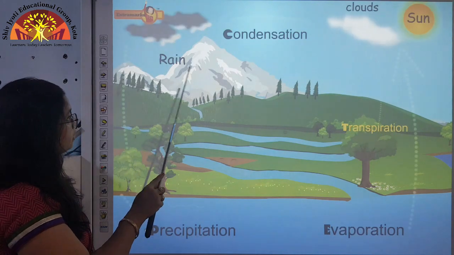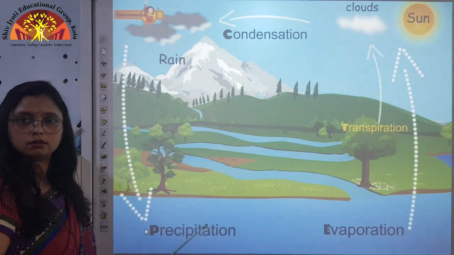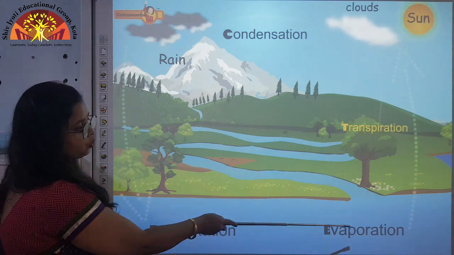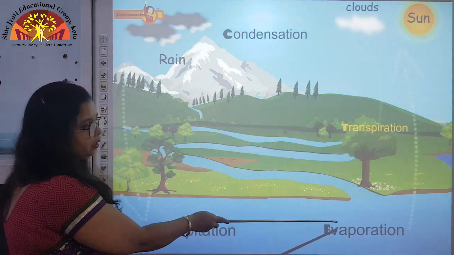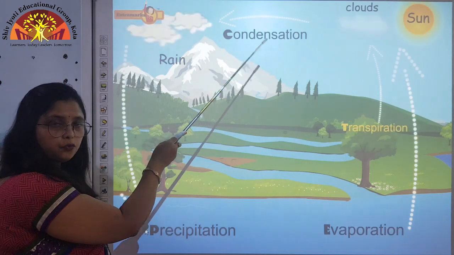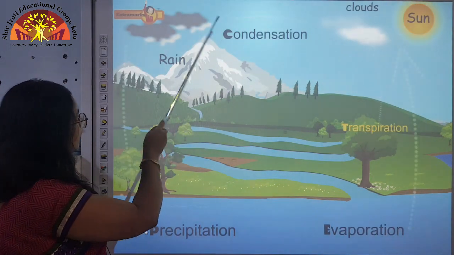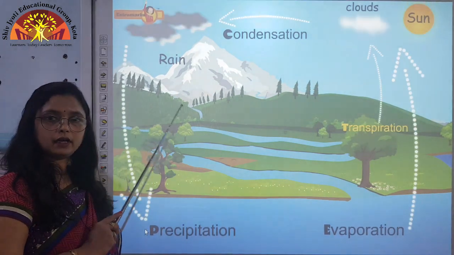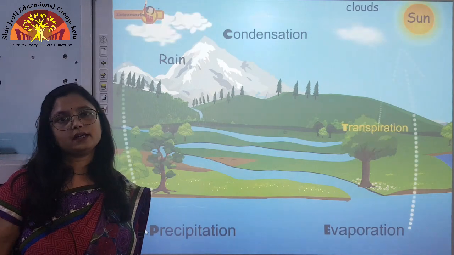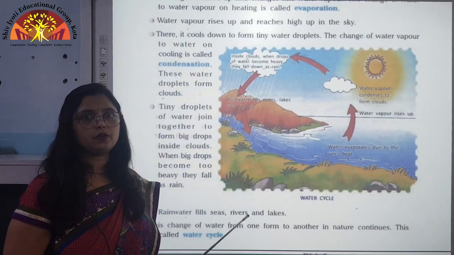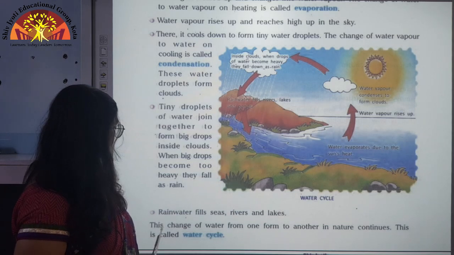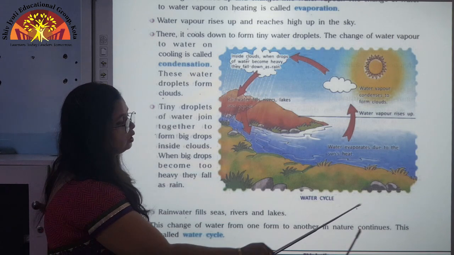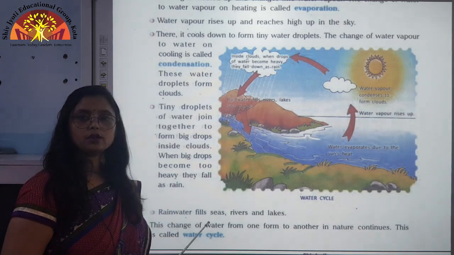So children, in this way the water comes back to the water bodies. So it is a complete cyclic process. Water was evaporated from the surface of water bodies. Then it moved up to form clouds by the process of condensation, and then again it is returned back to the water bodies by raining or rainfall. So children, this is called the water cycle. This is how the water cycle operates in nature, and this change of water from one form to another in nature continues, and this is called the water cycle.